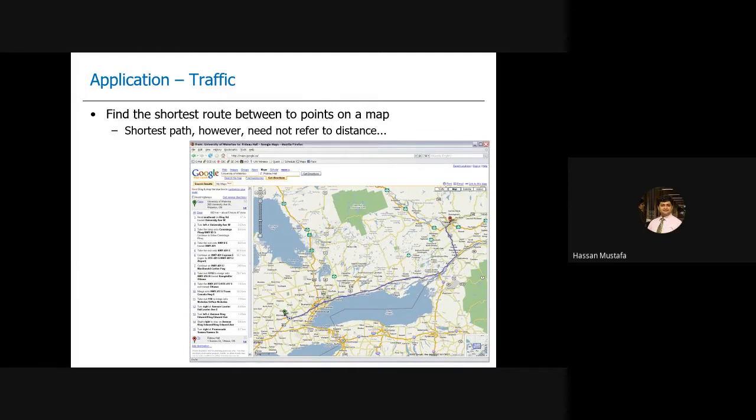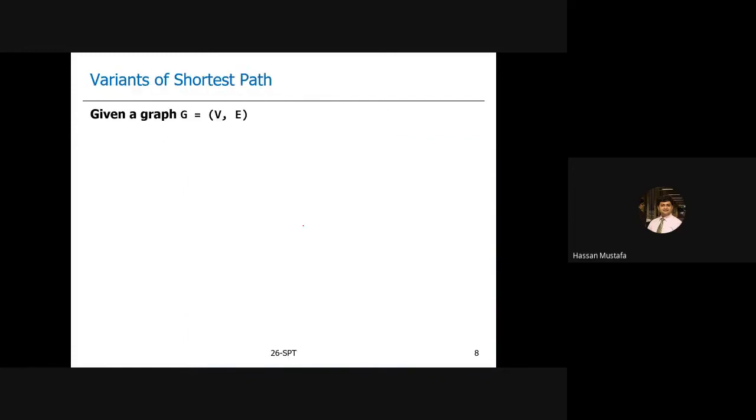So I hope it's clear that finding shortest paths among different entities in a graph is very important. Let's say that, given a graph G that has a set of vertices and a set of edges, we have different variants, because we need to find the shortest path in different ways. The first way is to find the shortest path from one node, from one position, to all other positions. That's single source shortest path.